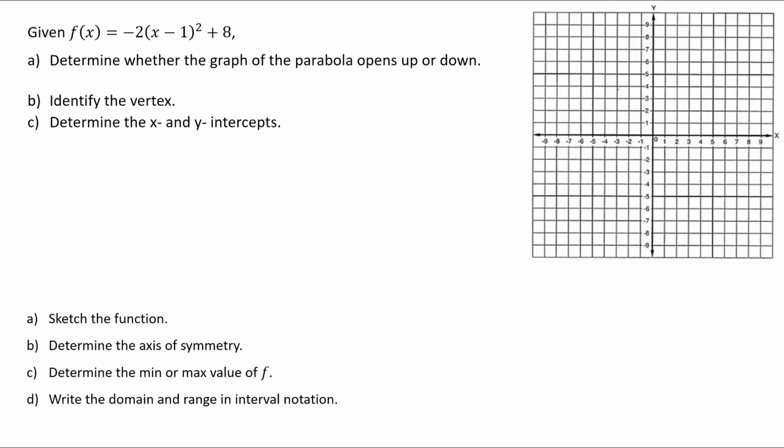Okay, so let's see if we can sketch this parabola. This parabola, thankfully, is already in the y equals a times x minus h quantity squared plus k form, where (h, k) is the vertex of the parabola. First, it says determine whether the graph of the parabola opens up or down. All you have to do is look at the sign of the number in front of the binomial, and that will tell you whether it opens up or down. If it's negative, it opens downward. So this parabola is going to open downward.